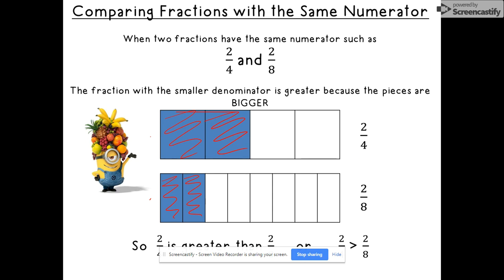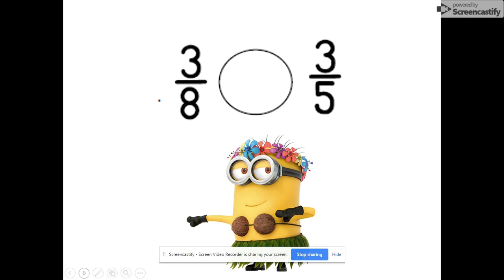So let's do some examples of these together. 3/8 and 3/5. My numerators are the same. So again, I'm thinking of that denominator as being how many people I'm going to share with. Think about when you're playing video games. Would you rather share your video game time with 8 people or 5 people? Well, I would rather share with 5 people because that means I get more time playing games. So 3/8 is less than 3/5.